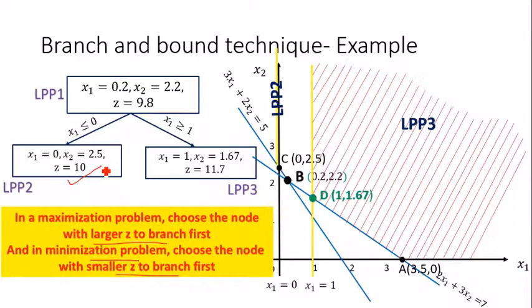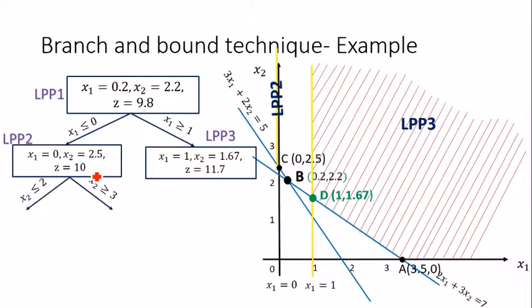And why is this so? Why is this rule working? Because with branching, z has to increase in a minimization problem. So here z is already 11.7. If I do branching at LPP3, the chances are I'll be getting z as 12, 13 or higher. But if I do branching at LPP2, then the chances are I may get z as 10, 11 or even 12. So 11 is less than 12, so there is a possibility that this will give me a better solution. So I will be choosing this as the branching node. So I'll be doing branching of LPP2 first.